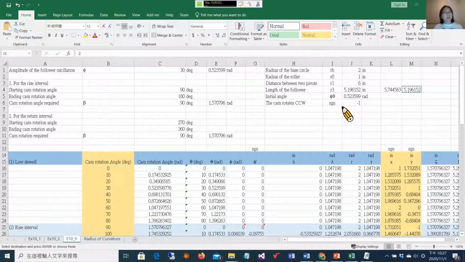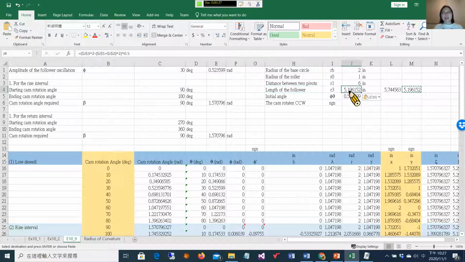Several main parameters are given. Radius of the base circle RB is 2 inch. Radius of the roller R0 is 1 inch. Distance between two pivots R1 is 6 inch. And the length of the follower R3 and the initial angle phi 0 can be calculated according to the given initial position of the mechanism.